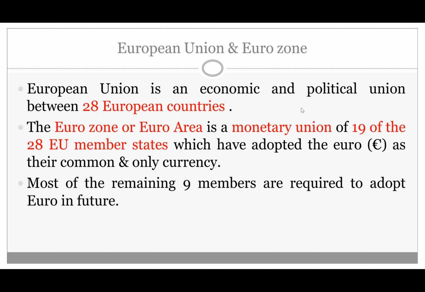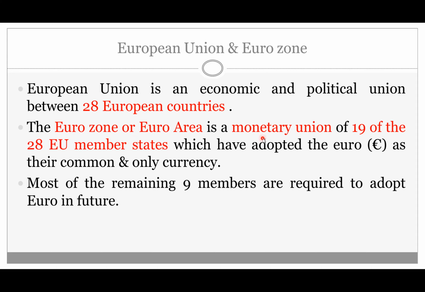Coming to the EU, EU is an economic and political union of 28 European countries. So that means the number of member countries in EU is 28. There is another term, Eurozone or the Euro area. There is a lot of confusion between European Union and Eurozone. So you need to understand this term very carefully. Eurozone means a monetary union of 19 of the 28 member countries of European Union. So this is a monetary union. And 19 countries out of the 28 member states are part of Eurozone. So EU has 28 members, Eurozone has 19 members, very simply.